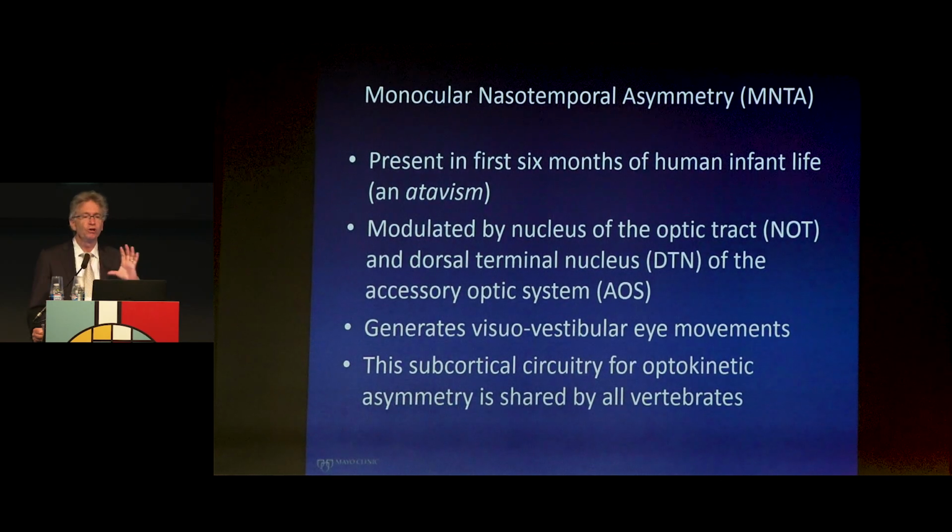And they're normally turned off early in human infancy, so they just don't play a role in the mature binocular visual motor system. And that's why you don't learn about them. These subcortical nuclei generate visual vestibular eye movements in lateral-eyed animals, meaning that they send their visual motion signals down to the vestibular nuclei, which then rotate the eyes to respond to optokinetic motion and thereby minimize retinal slip. This subcortical circuitry for optokinetic asymmetry is shared by all vertebrates.